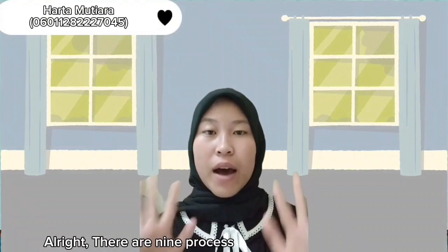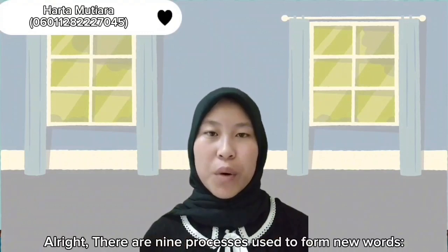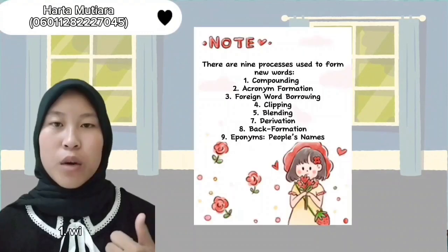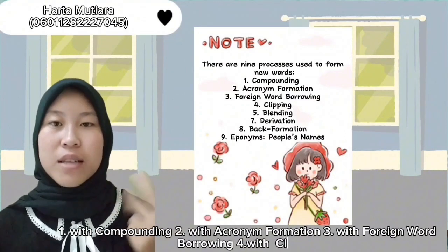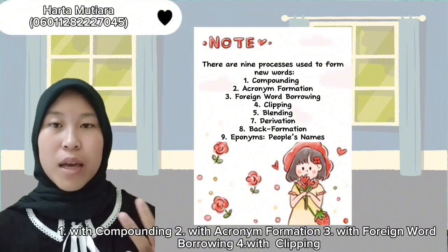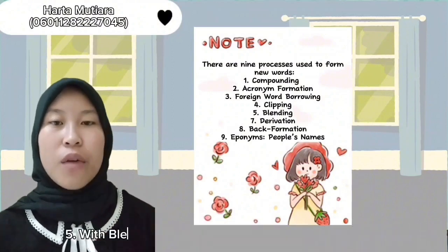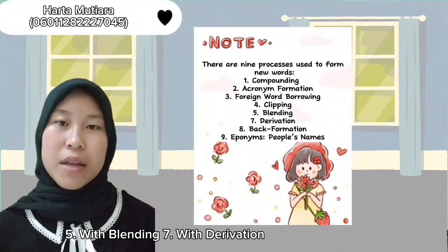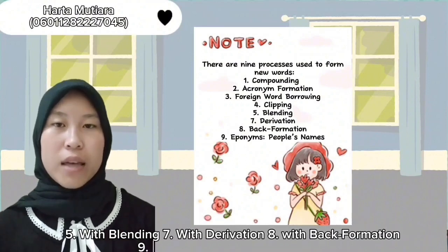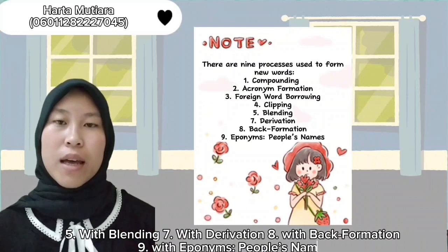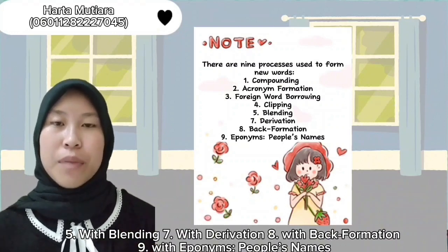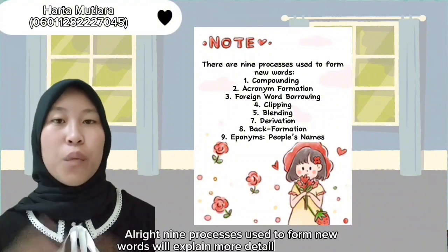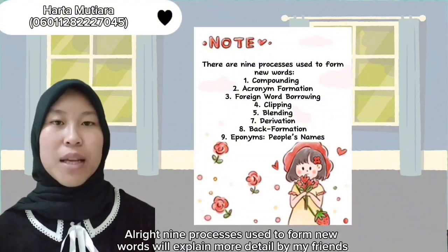Alright, there are 9 processes used to form new words. 1. Compounding. 2. Acronym formation. 3. Foreign word borrowing. 4. Clipping. 5. Blending. 7. Derivation. 8. Back formation. And last, 9. Eponyms, people's names. These 9 processes used to form new words will be explained in more detail by my friends.